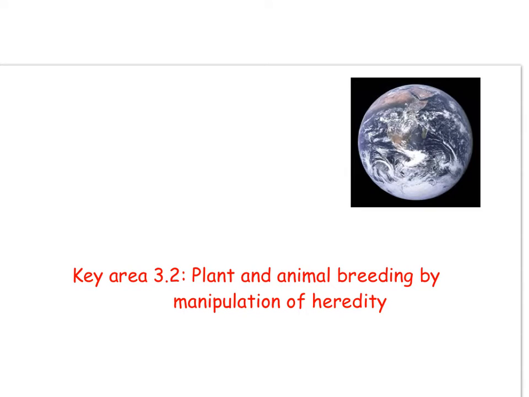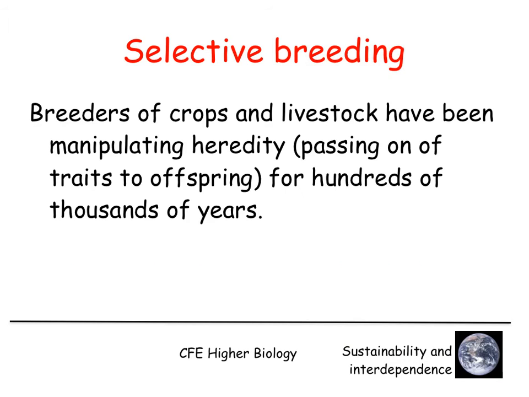In this key area, 3.2, we're going to be looking at plant and animal breeding and manipulation of heredity. So first of all, we're going to give some examples of characteristics that have been selected for by breeders and explain the benefits of that.